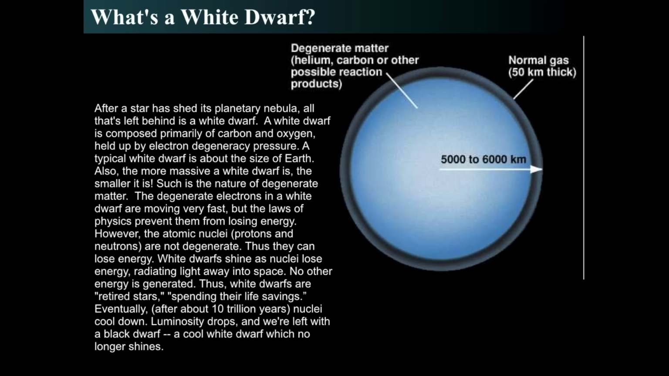And a white dwarf itself is a very, very strange object. It has a degenerate matter core made of helium and carbon, and then a normal gas on top of it. Degenerate gas, normal gas, what do we mean? The normal gas is about 50 kilometers thick at the most, and once a white dwarf has been formed, it just cools off, and after 10 or so trillion years, it finally emits all of its light and becomes a black dwarf.